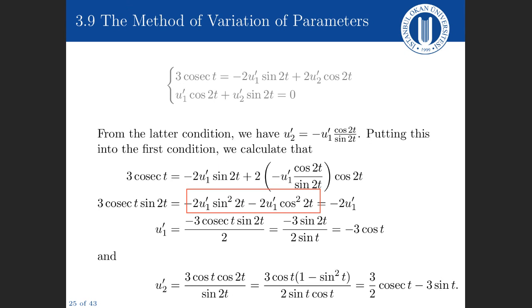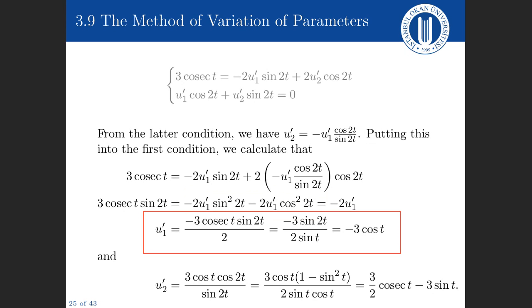We know what sine squared plus cos squared is. We know that sine squared plus cos squared is equal to 1. So on the right side, we just have minus 2 u1 prime. Divide both sides by minus 2. And we find a formula for u1 prime. u1 prime must be minus 3 cos t.